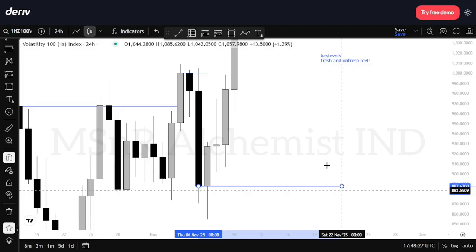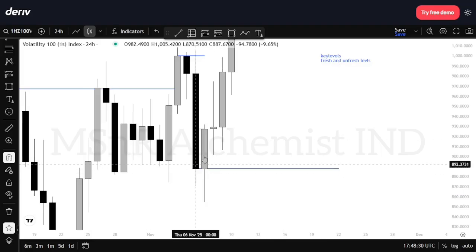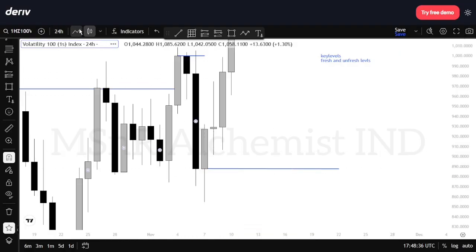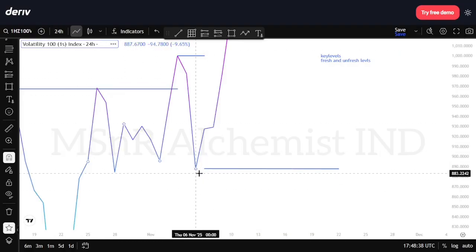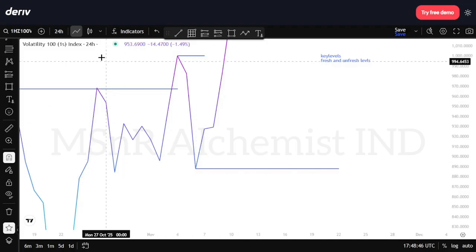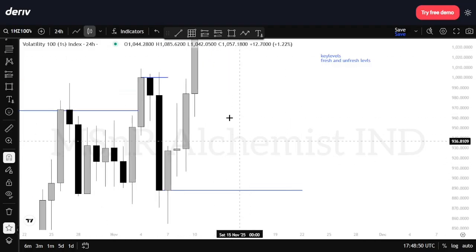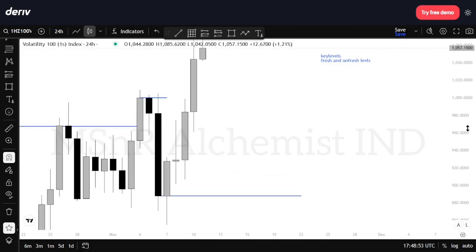And if we don't mark that closing, and we mark this and move to the line chart, see, we are not marking that edge, we are not marking that sharp point, right? So in terms of correct support and resistance marking, you have to mark the closing. So I think that's clear how the marking goes.